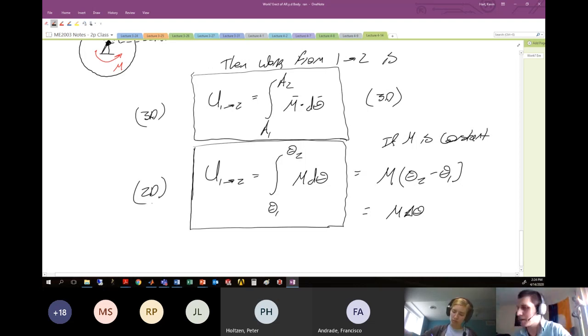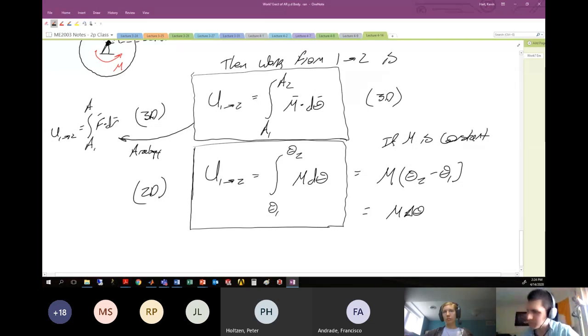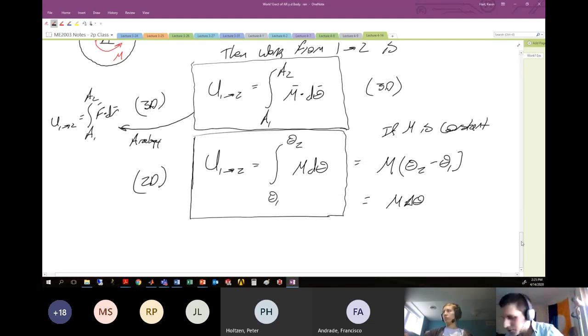And so this three-dimensional analogy is the analogy for what is U 1 to 2 for linear forces, the integral of F dot dr on the path A1 to A2. Okay, so that's the angular analogy. If you want to dive in on that a little bit more, there's a more thorough derivation in the notes. I think it's slide 4. Yeah, it looks like slide 4 in the notes. So I would look there if you want.